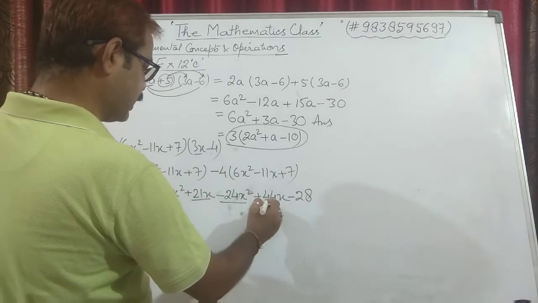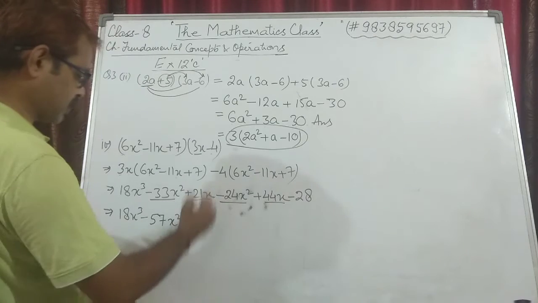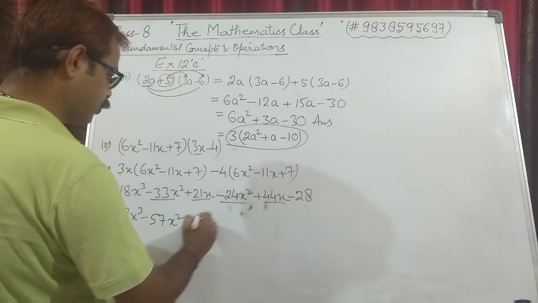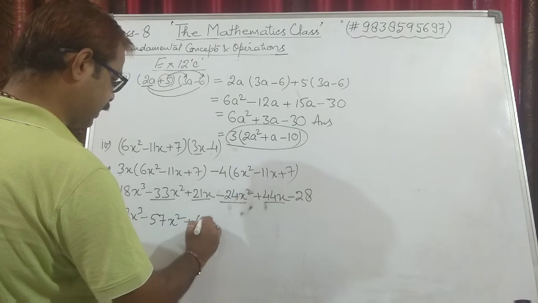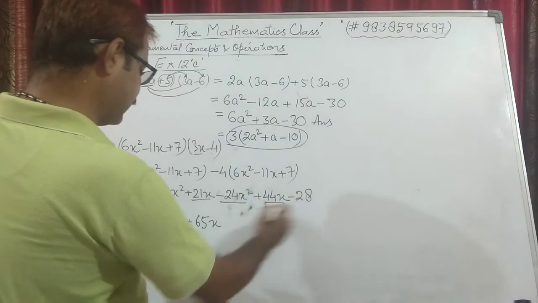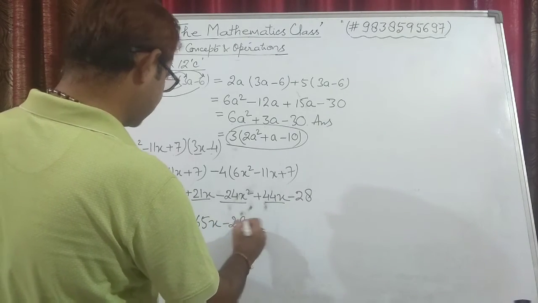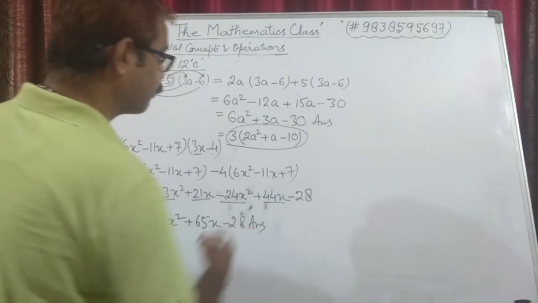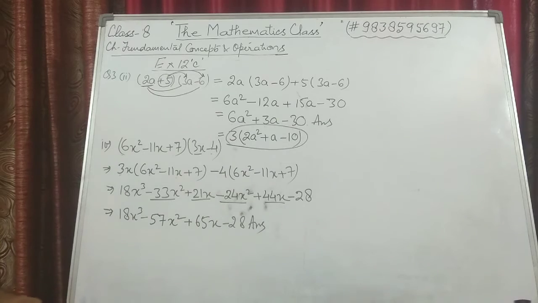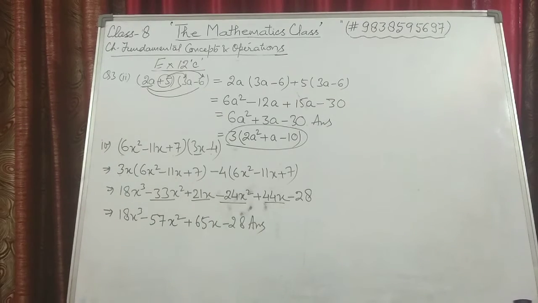Now plus 21 and plus 44, both are like terms, both are positive, so they will get added. 4 and 5 is 9, 2 and 4 is 6, 65x, and then finally minus 28, so that is the final value. Now we move on to the sixth part of the same question.